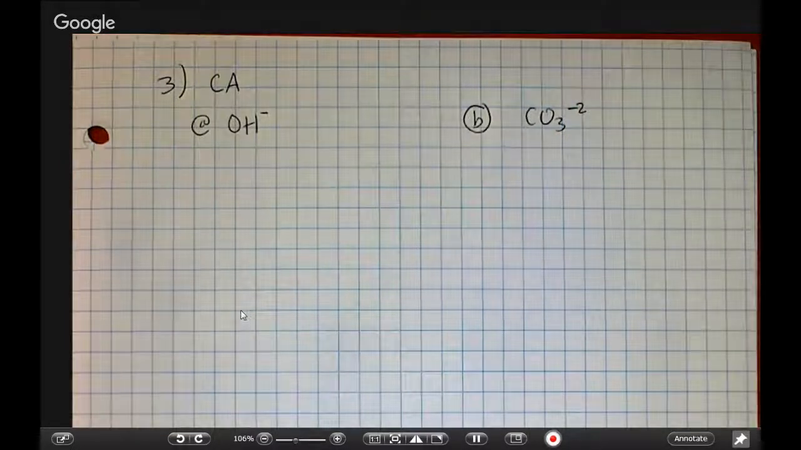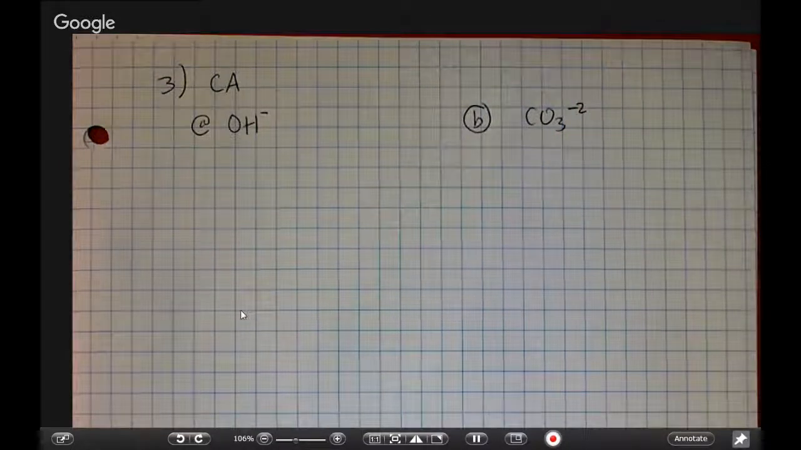So when we're finding the conjugate acid, what are we doing fundamentally here? Like how are we finding the conjugate acid? What are we doing to it? Adding how many? 1. Add 1 proton.